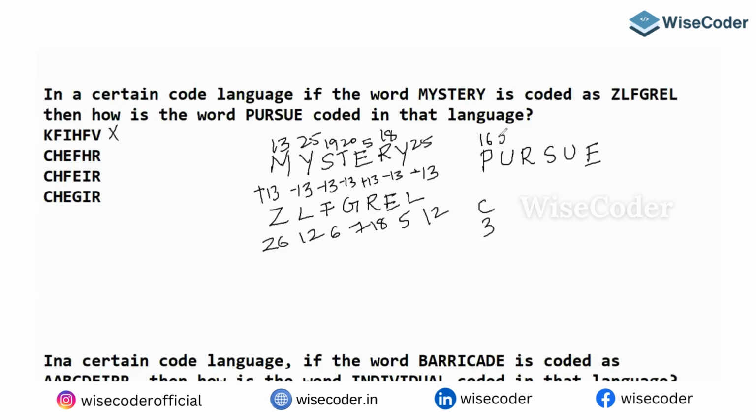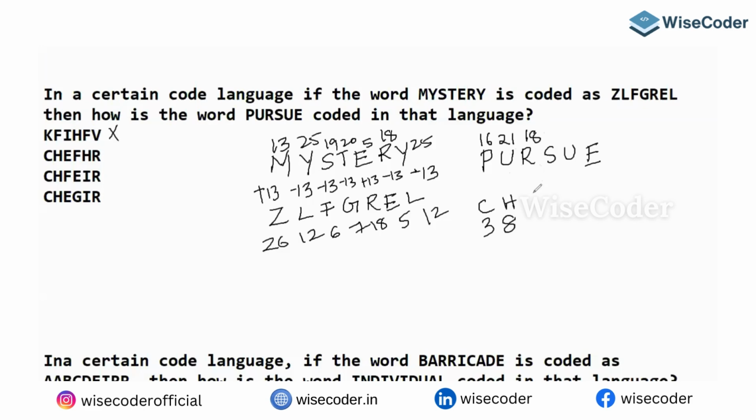U's place position is what? 21. If you want the difference to be 13, then minus 13. 21 minus 13, you will get what? 8. The eighth letter is H. R's place position is what? 18. Okay, minus 13. 18 minus 13, how much are you going to get?